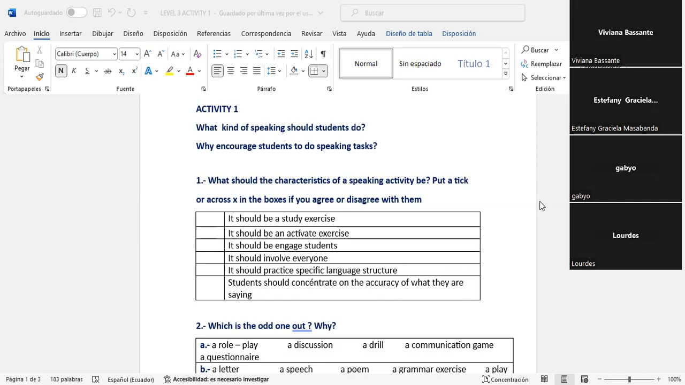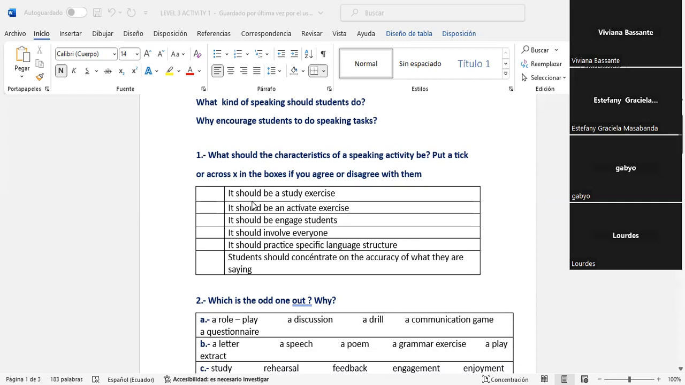Lourdes, why encourage the student to do a speaking task? Because speaking is the most important skill in order to communicate with others. Through speaking, they can realize by themselves if they are able to practice what they have learned or if they are able to communicate. A student feels tremendous satisfaction when they notice that they are producing the language they have studied, for example in a program. If they have practiced the grammar and the writing, then they can produce the language. They feel tremendous satisfaction when they speak.